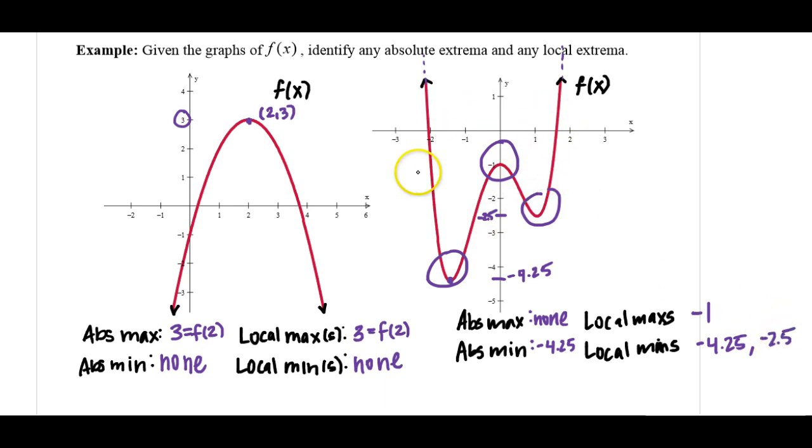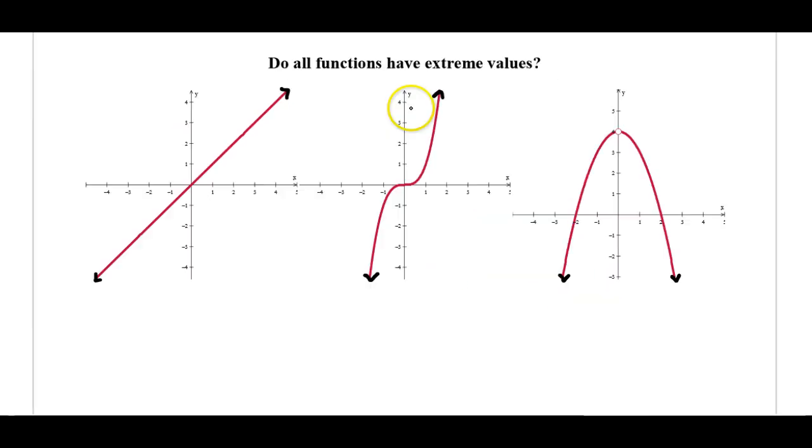So here's a little bit of a different example than the previous one. So it is possible to have no absolute max, but to have local maximums. We can have more than one local minimum. There's a lot of different possibilities based on the shape of the graph.